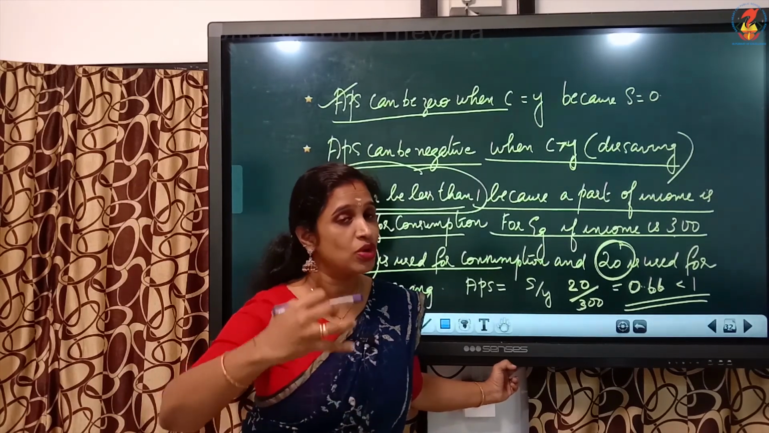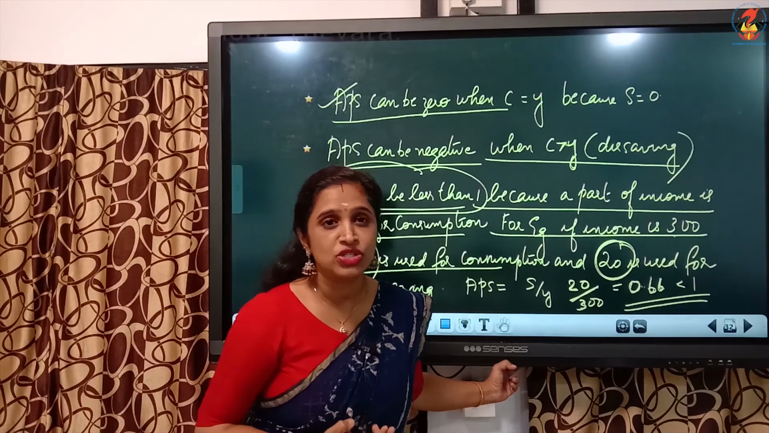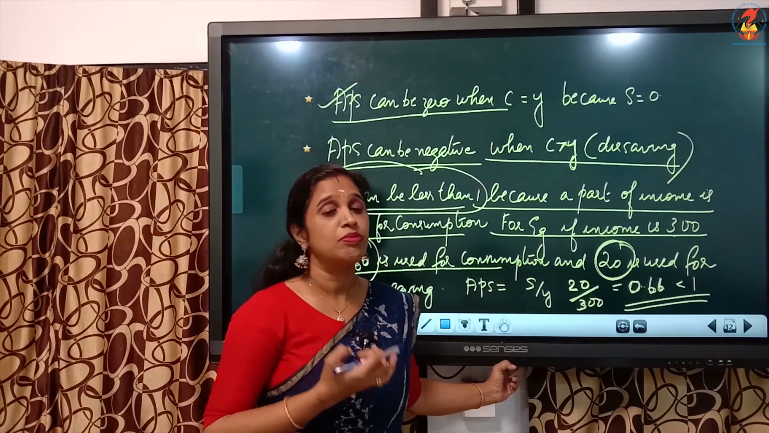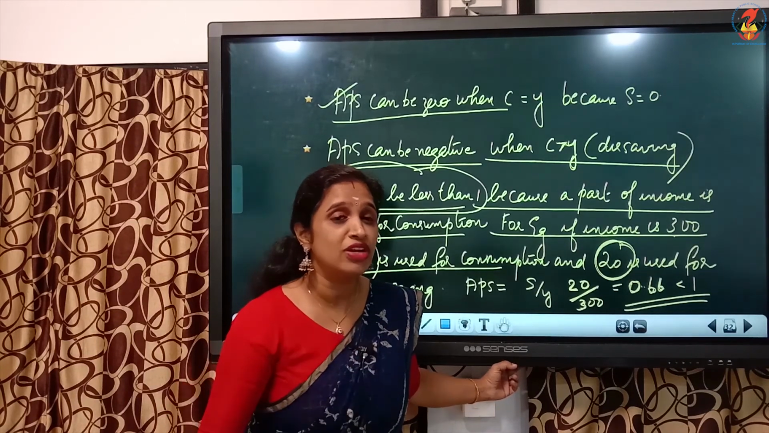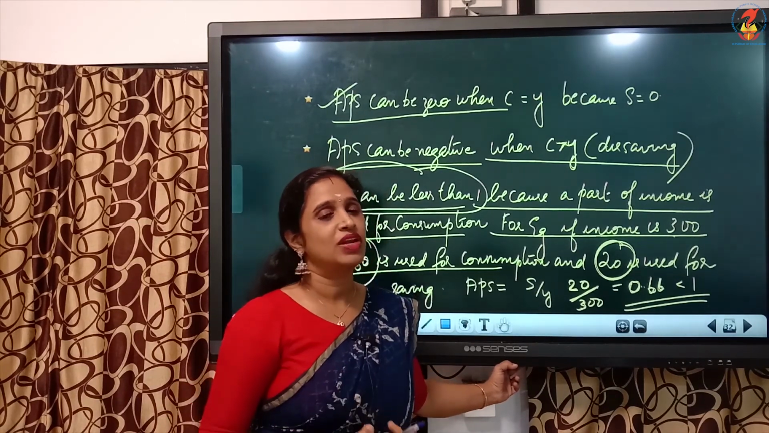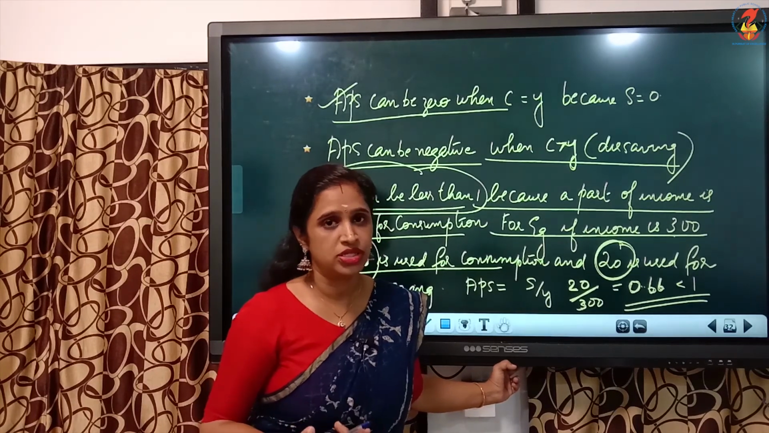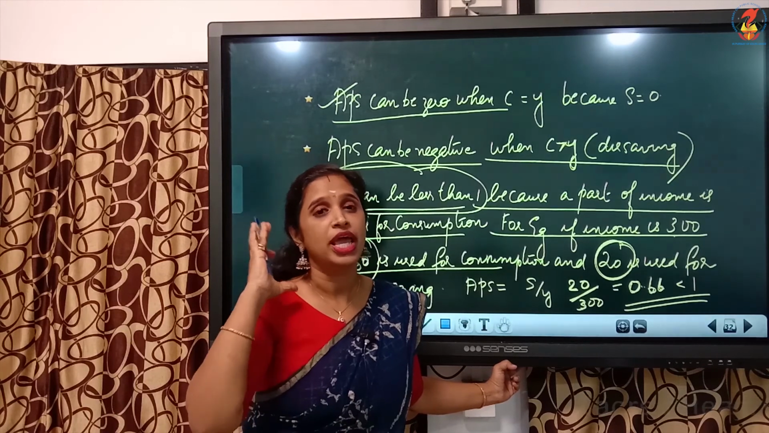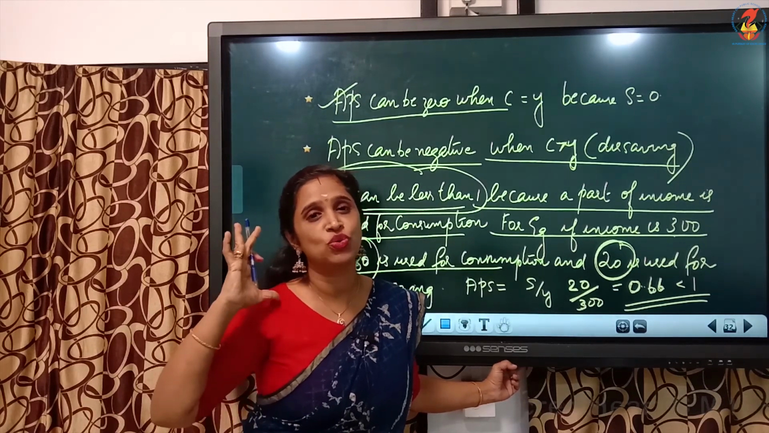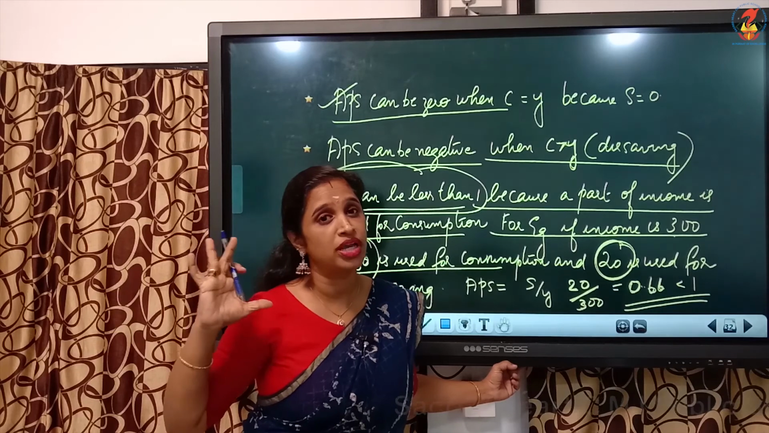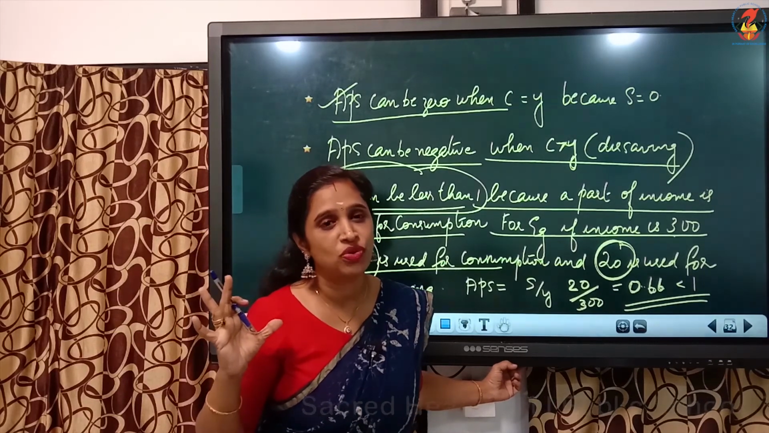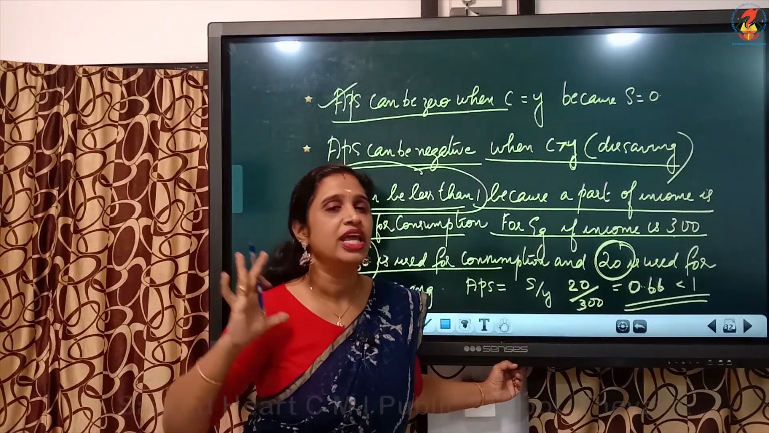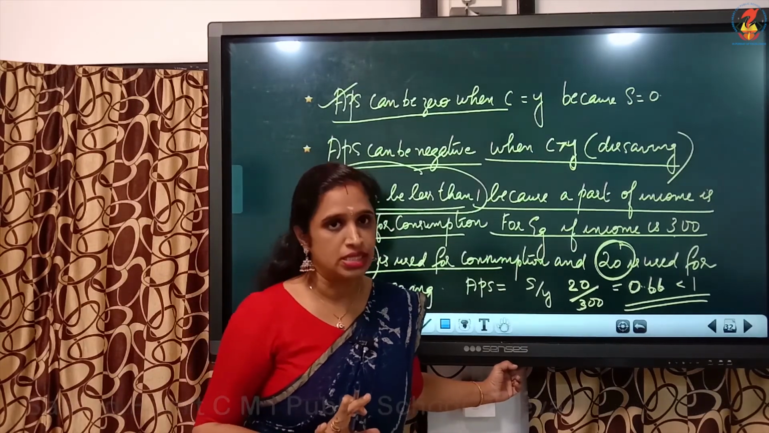If APS is equal to 1, it means the whole income is used for saving. That cannot happen. In the example, the income level is 300. If the whole income is used for saving, S by Y will become 1, APS is equal to 1. That is not a practical situation. Therefore, once again, APS should not be equal to 1. It should be less than 1. A part of the income is used for consumption too.